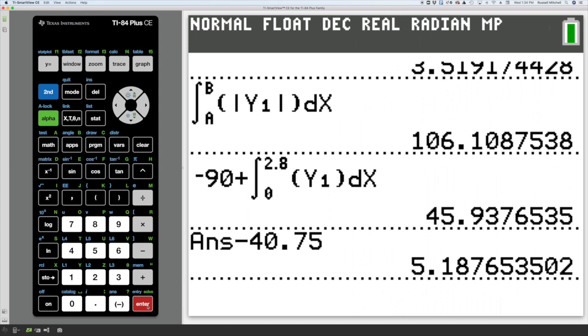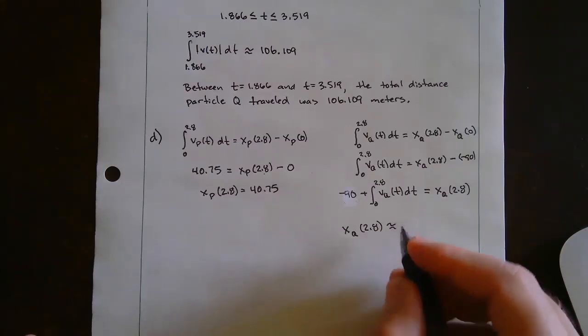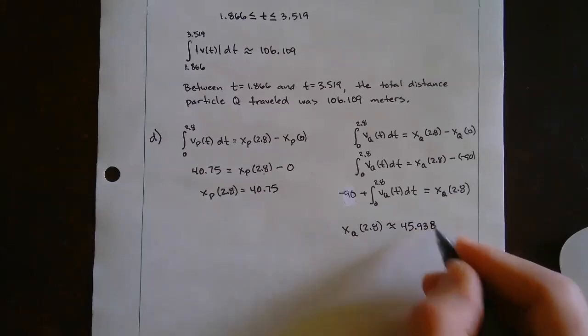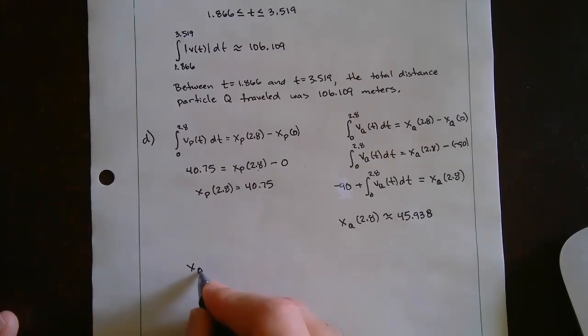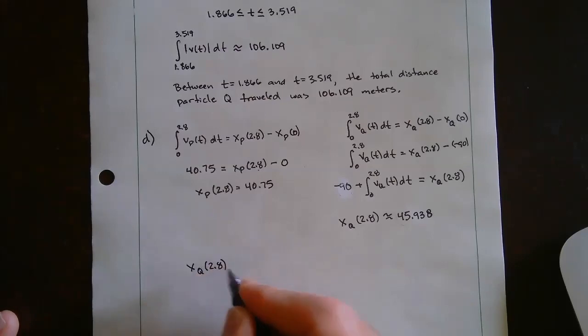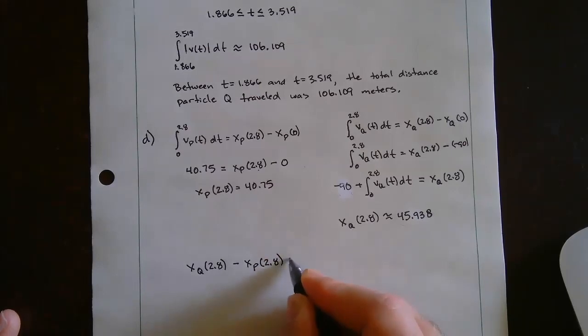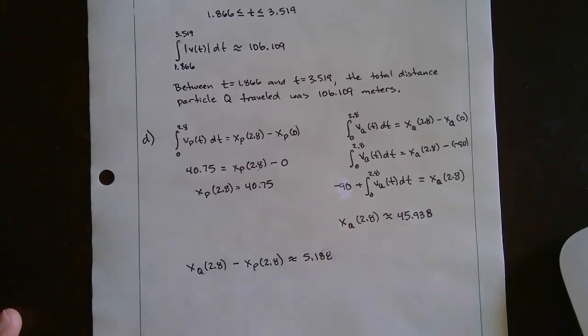So let's go back and record all this on our paper. This position from our calculator we got was 45.938. Then we took x sub Q of 2.8 minus the position of particle P at 2.8. On our calculator, we got 5.188. And that's the distance between them.